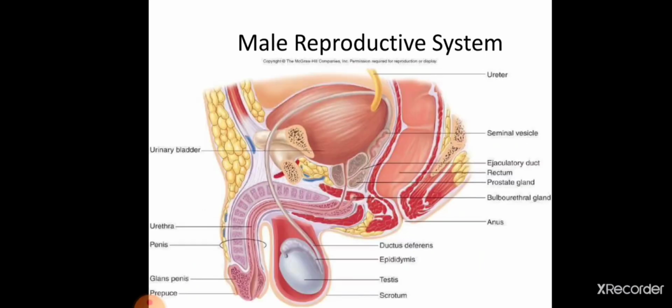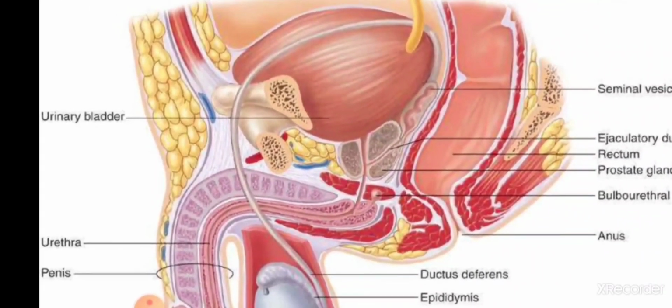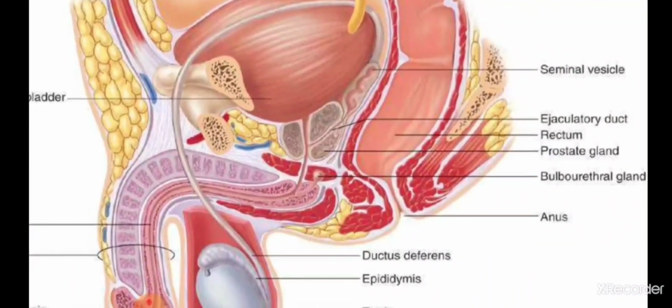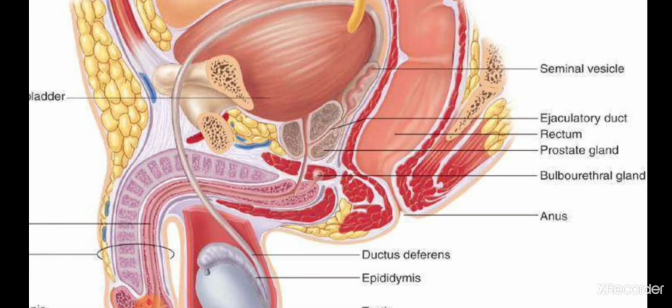It is also demarcated in this diagram. The prostate gland, the bulbourethral gland and the seminal vesicle. See the location of the seminal vesicle on the posterior aspect of the urinary bladder.